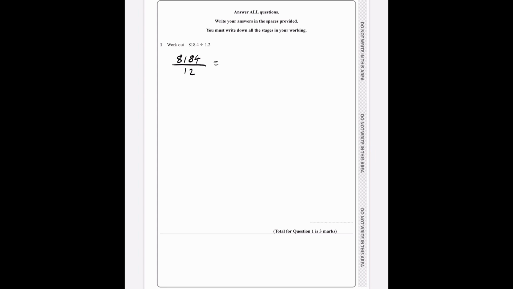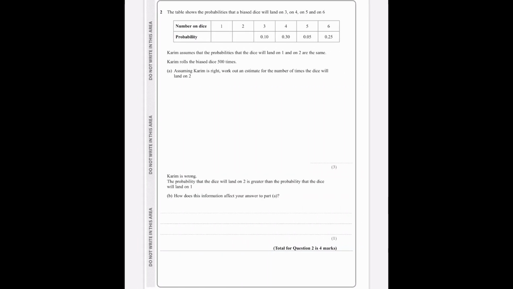All right, question number one, carrying out the division. To make it a little easier, I've written it as a fraction and multiplied the top and bottom by 10, then dividing the top and bottom by 2. We can write it as 4,092 divided by 6, and that's a calculation that we can do using the bus stop method. There are multiple correct ways of doing this particular question, so anything that works is good. 682 is the correct answer for that one.